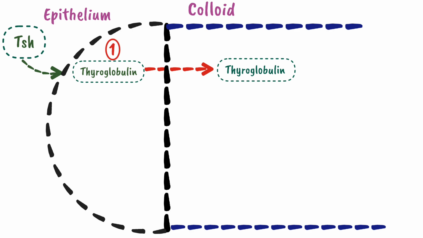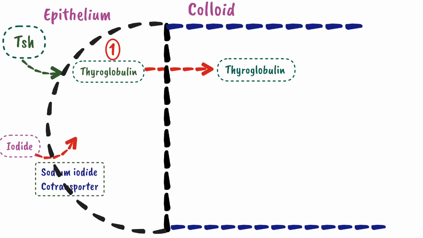After the synthesis of thyroglobulin, the next thing which is important for the synthesis of a thyroid hormone is iodine. So how will the iodine make entry into the follicular cell and then the colloid? It begins by the active transport of iodide through the sodium iodide co-transporter in the follicular cell. The iodide will get entry into the follicular cell with the help of a sodium iodide co-transporter.